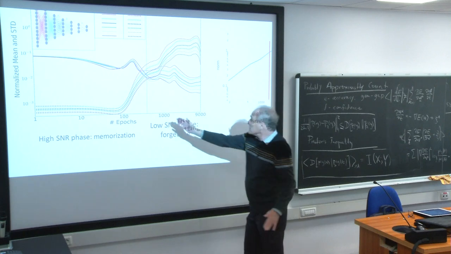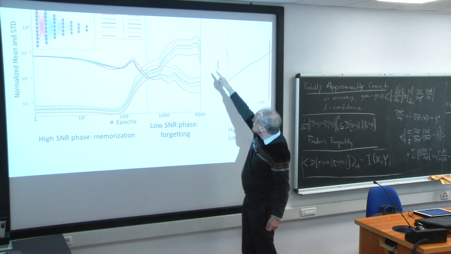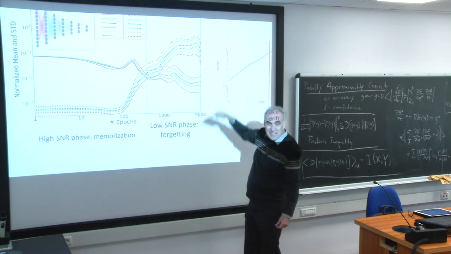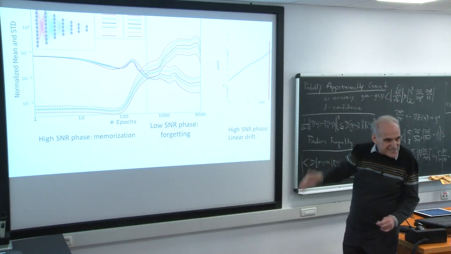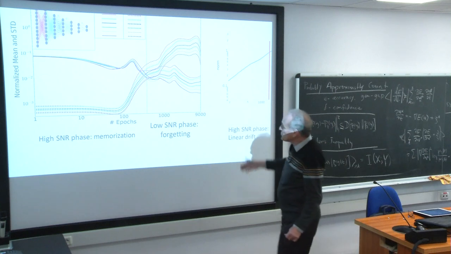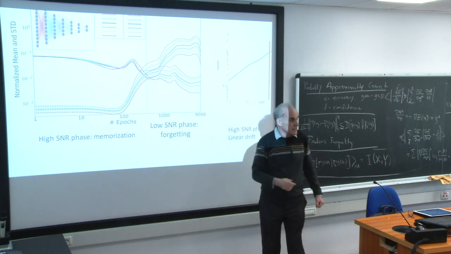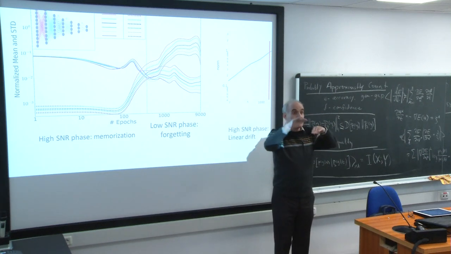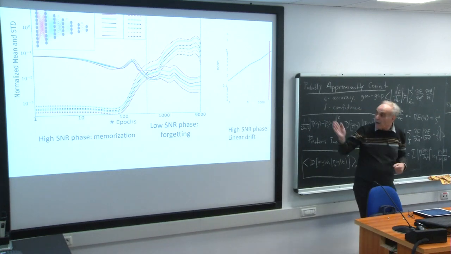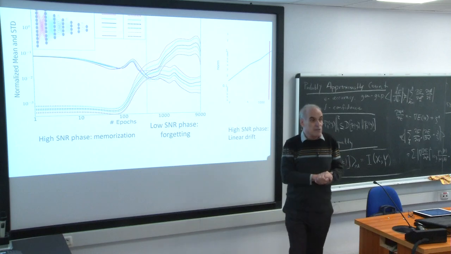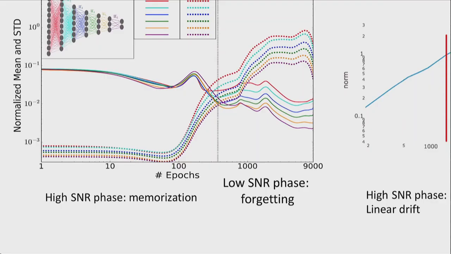Okay, and you see that this is from 300 to 9,000. By the way, here you begin to see what people call the collapse of the gradients. You begin to see this very drop. So I'll show it to you later. Eventually, it's going to be very noisy because the units saturate. But you see that this transition from high to low SNR happens way before the collapse of the gradient.